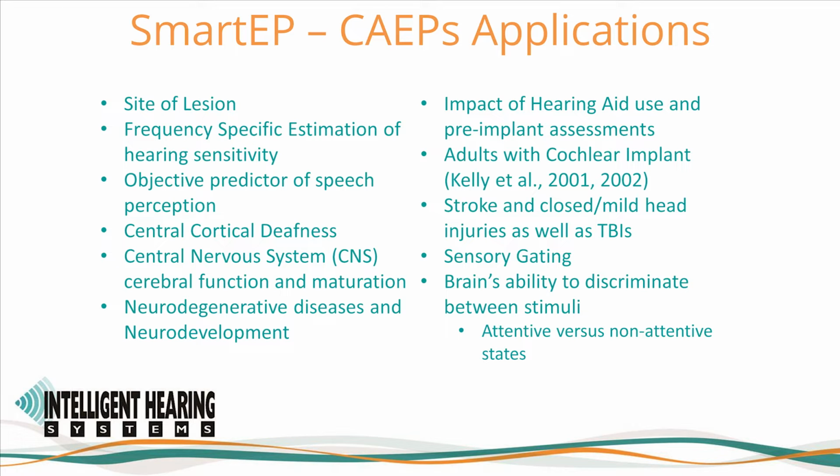They can also be used to assess stroke victims and closed or mild head injuries. Trauma-related cortical dysfunction, as well as recovery and plasticity post-injury assessments, can be obtained with these measures as well. And finally, these tools can be used to assess characteristically exogenous and endogenous cortical responses in order to evaluate sensory gating and the brain's ability to discriminate between stimuli in attentive and inattentive states.